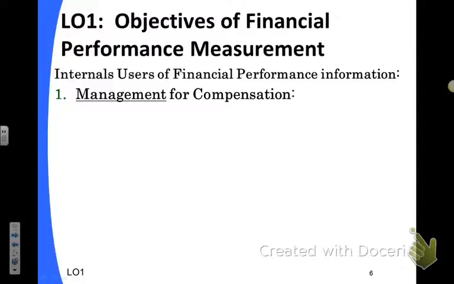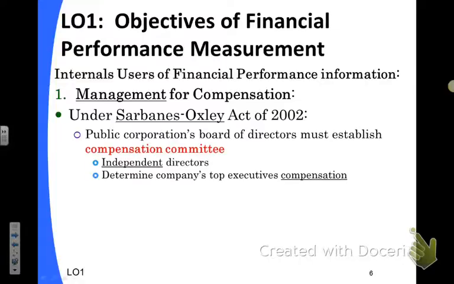So who are the internal users of financial performance information? Management is going to use that information for, say, compensation purposes. Oftentimes, managers' performance is dependent upon how the company is doing. So if the company's management team is operating effectively, one would assume that the business is going to perform very well and achieve most, if not all, of its financial performance targets.